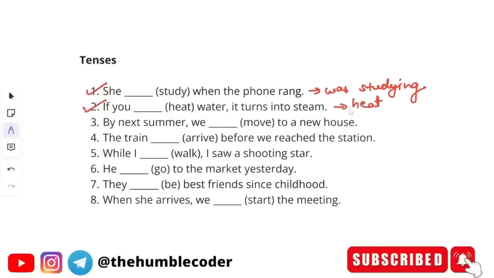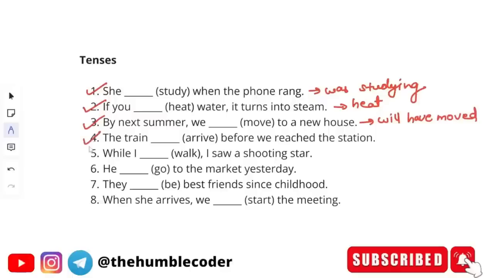Okay, so in this case you don't have to change anything, so this is making sense. If you heat water, it turns into steam. Let's see the next question. By next summer we dash move to a new house. The correct answer will be by next summer we will have moved. We will have moved to a new house.